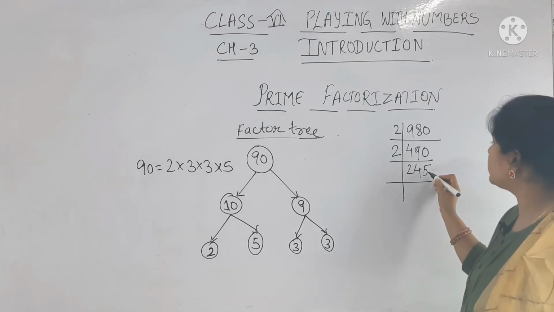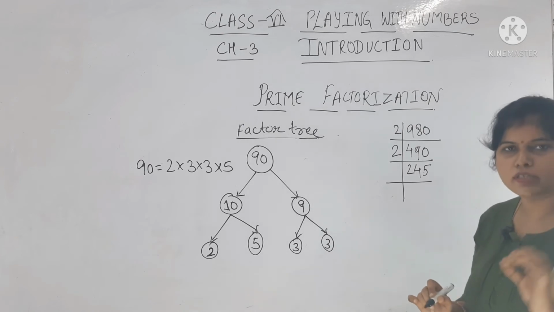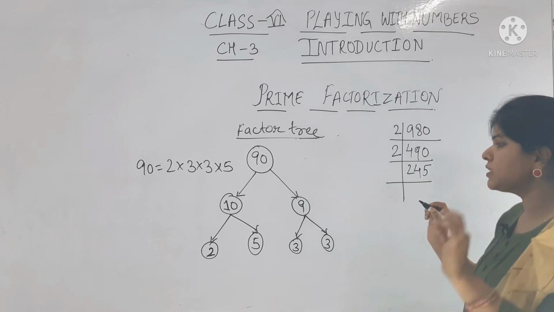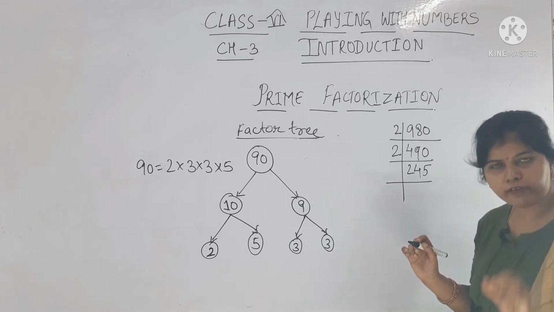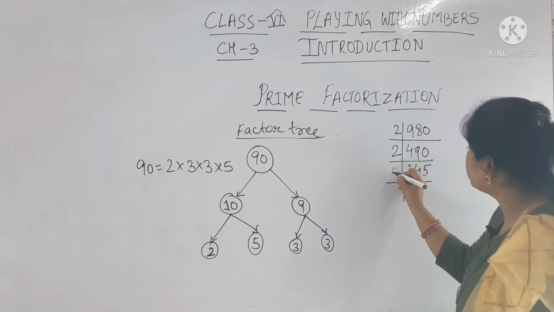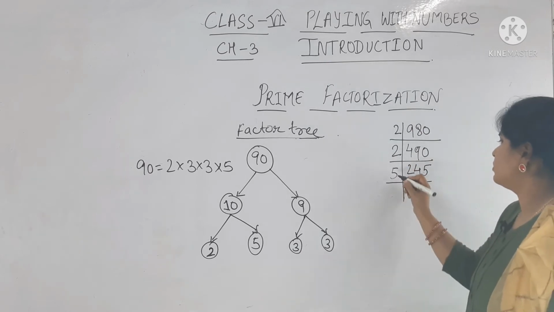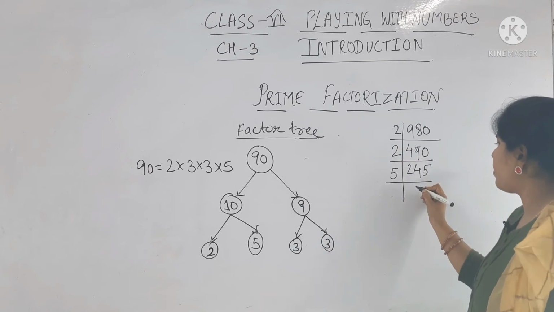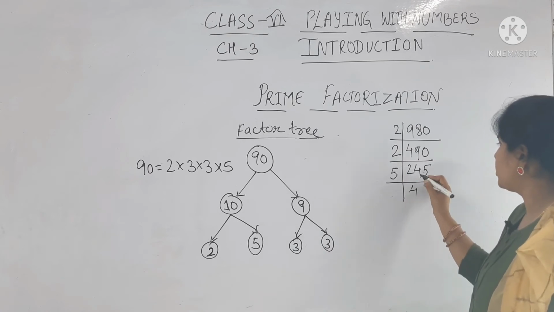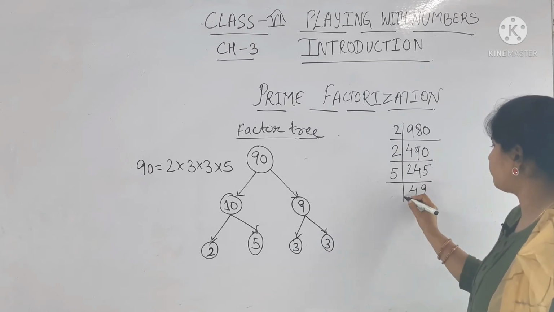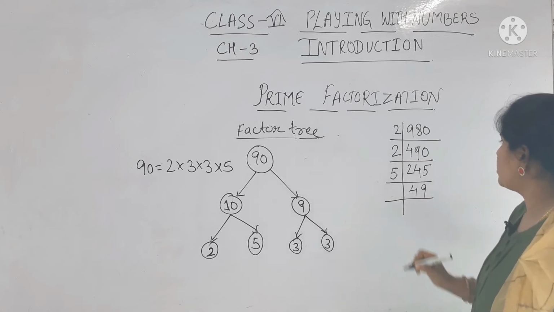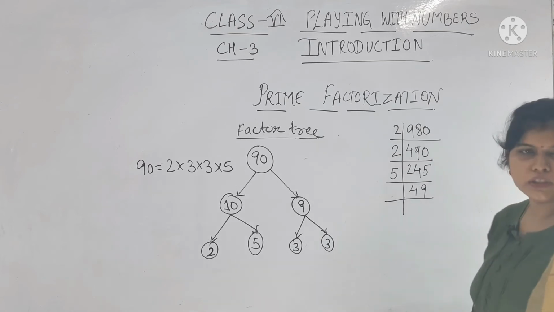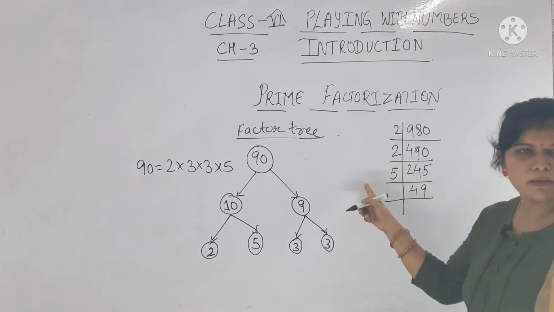Next is 5. The divisibility test for 5 is that the last digit should be 0 or 5. So we divide by 5. 5 4s are 20, 5 9s are 45, so I am getting 49. So 49 is not divisible by 5.